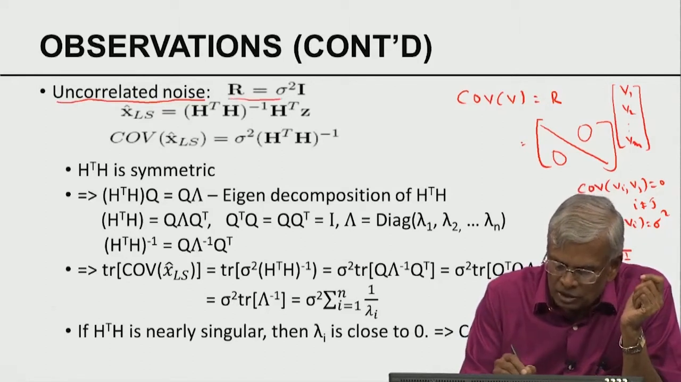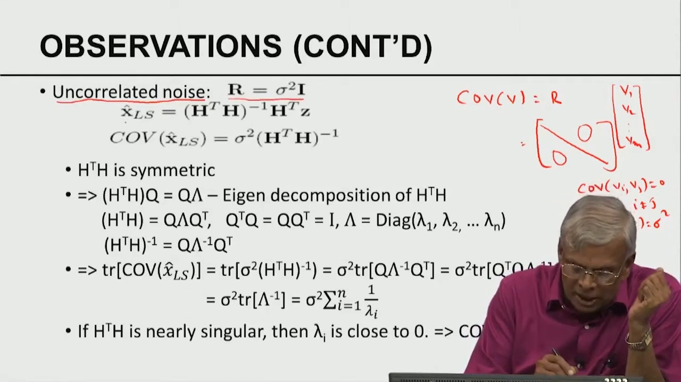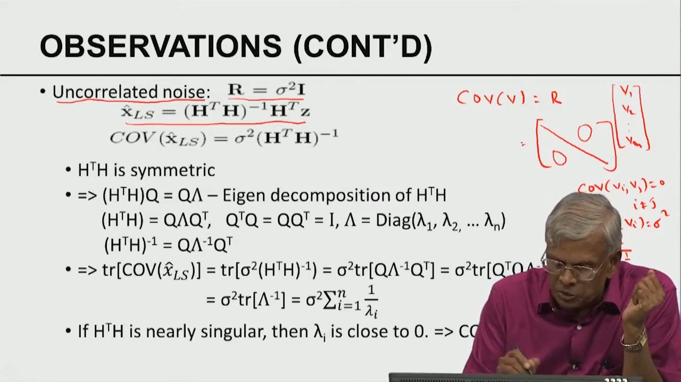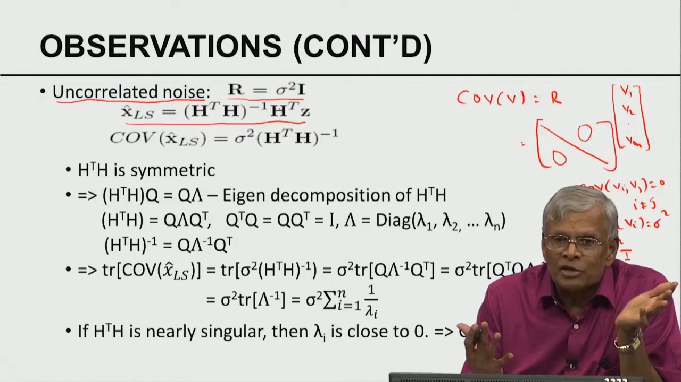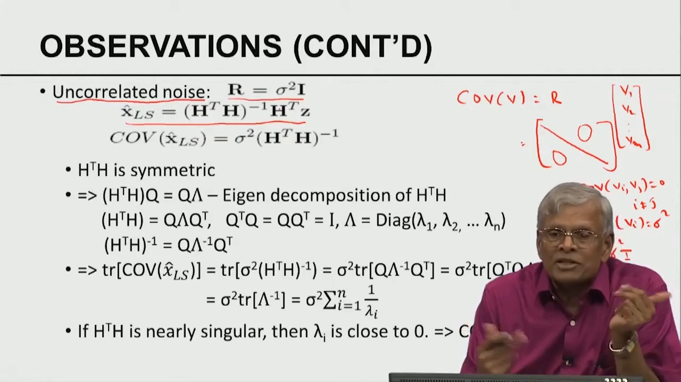So in this case R is equal to sigma square I. In this case my expression for x_LS, if I substitute this, becomes this. Now please remember, in this case there is no sigma square, there is no R, because it magically goes away.